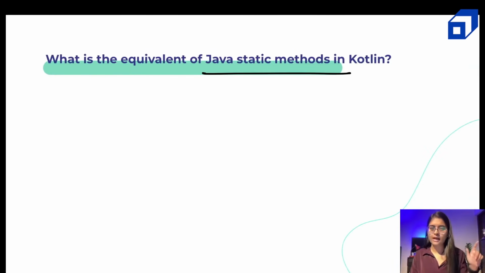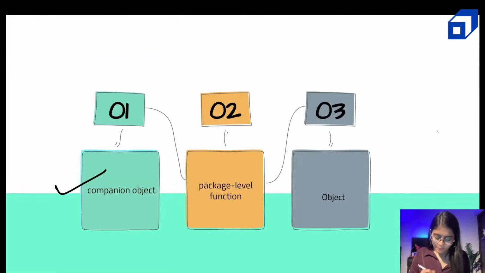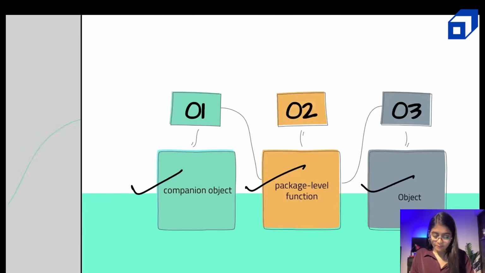So we just saw that for static in Kotlin we have companion object, but we have other stuff as well. So companion object is first, then package level functions, and then we have objects. Okay, and then we have object.